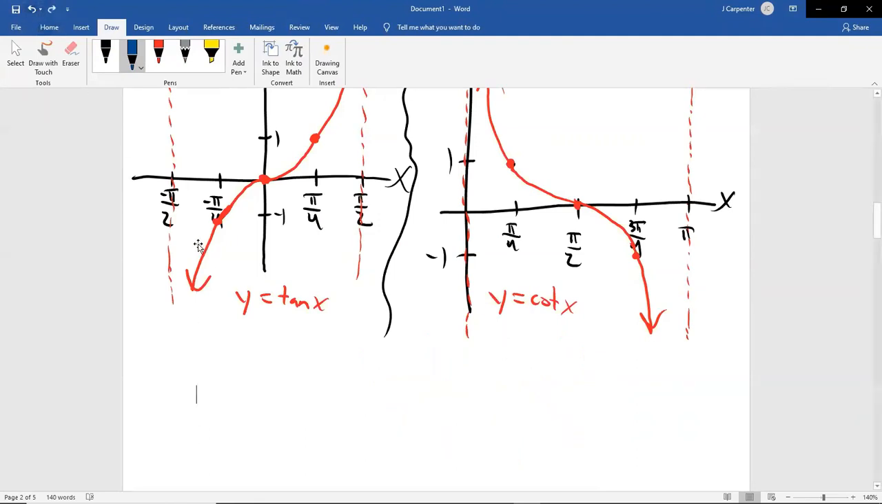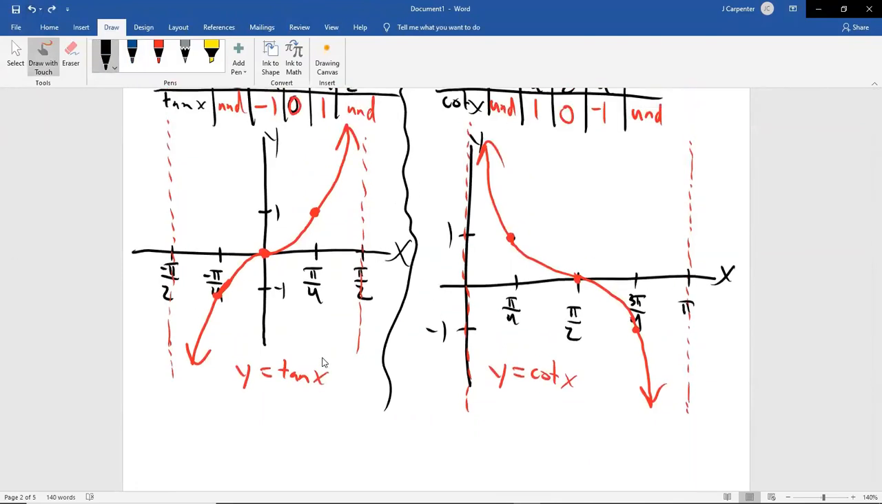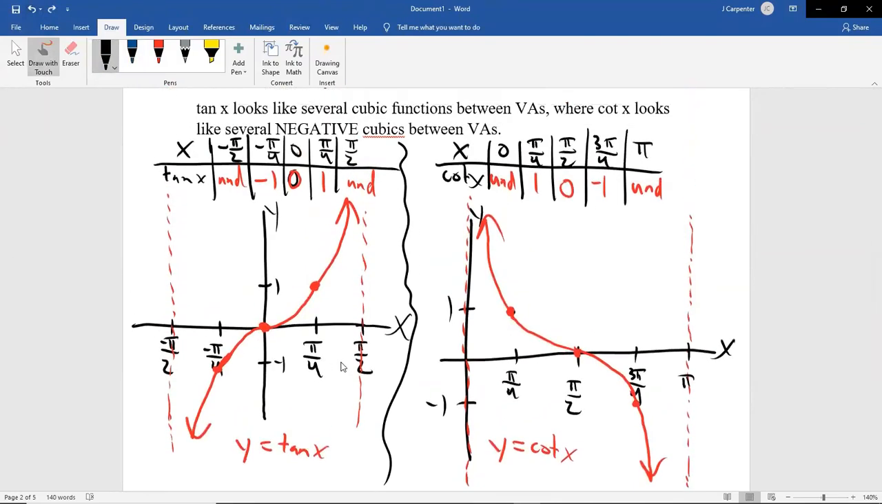I know it's annoying. I know it's frustrating. I've been there. But that's why we say it's important to understand where these things are undefined. Where these goofier functions are undefined tends to tell you where to start your graph.